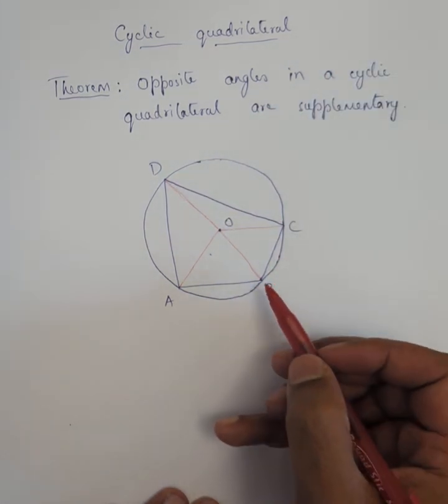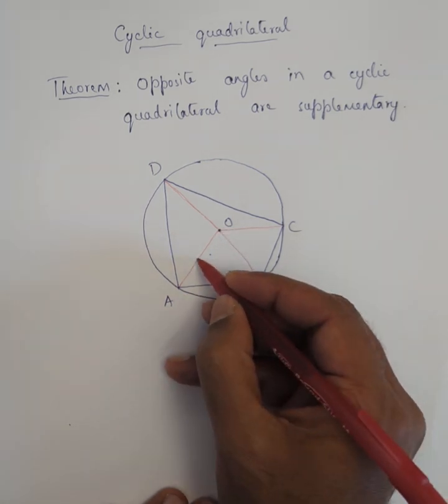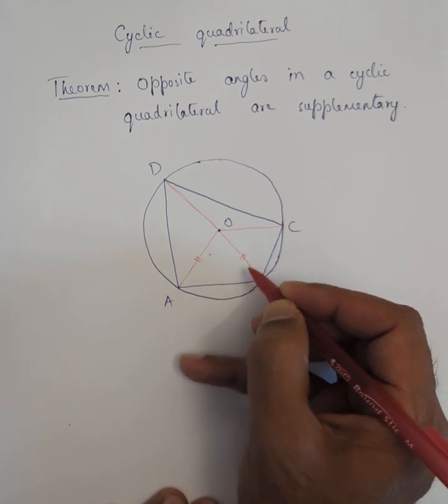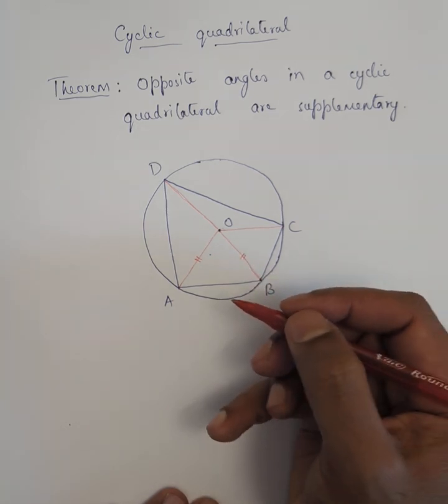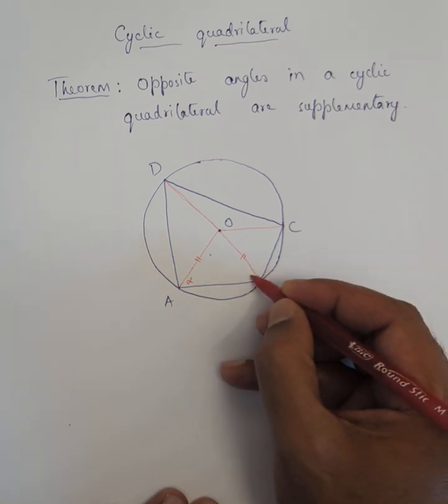Now let's focus on just this triangle OAB. Since these two sides are equal, we have an isosceles triangle. And what do we know about isosceles triangles? That these two angles will also be equal. So let's call this alpha. Then this angle will also be alpha.